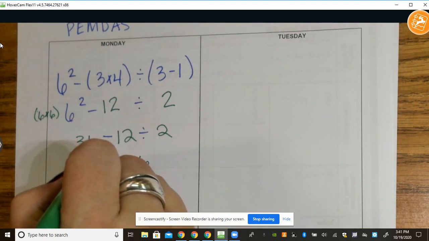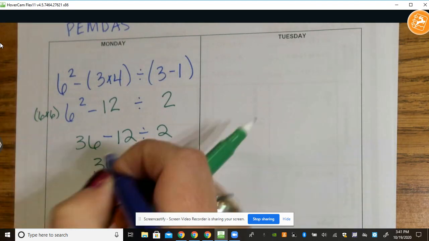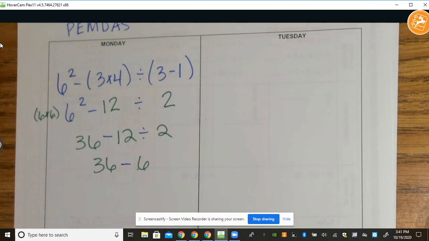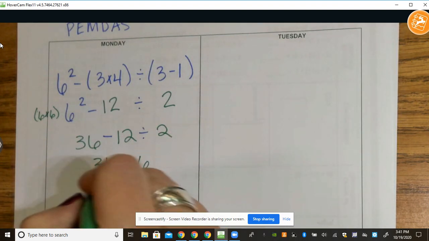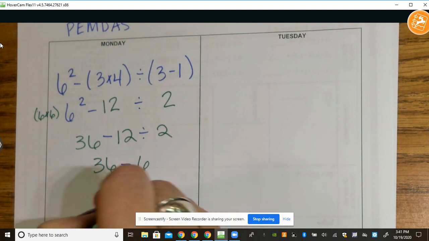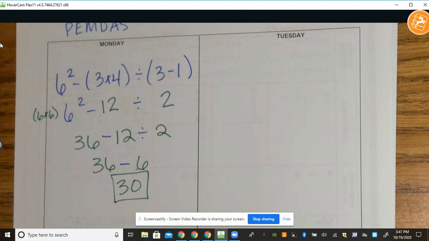So I'm going to bring everything else down: 36 minus 6. And then add or subtract. There's 1 left, subtraction, and 36 minus 6 gives me a total of 30. So my answer there is 30.